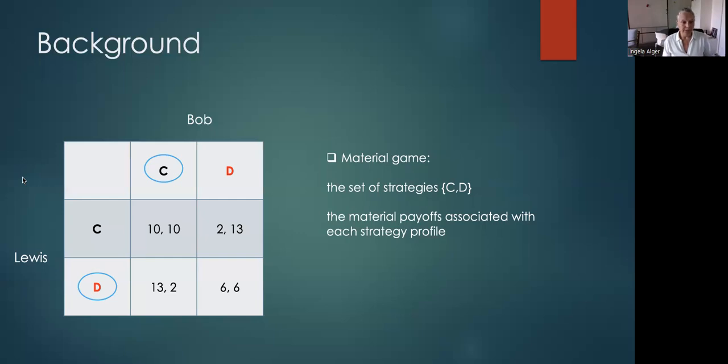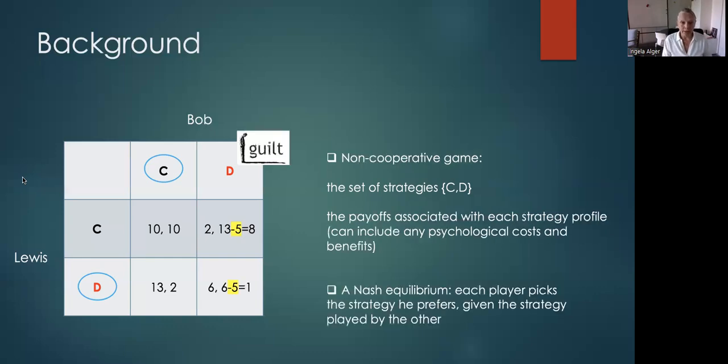Fine, but you may ask, why would Bob prefer to cooperate? Well, one can think of a host of explanations. It could be that Bob experiences guilt whenever he defects. So maybe he does care about material payoffs, but he also experiences this guilt. Imagine that this guilt is equivalent to 5 units of material payoff. Then clearly, with such guilt, Bob prefers to cooperate, whatever Lewis does.